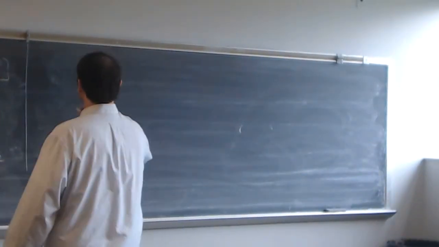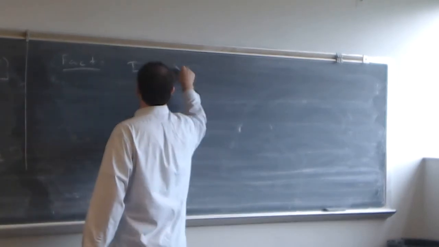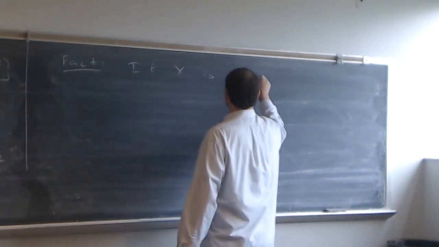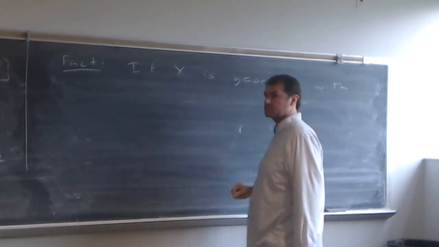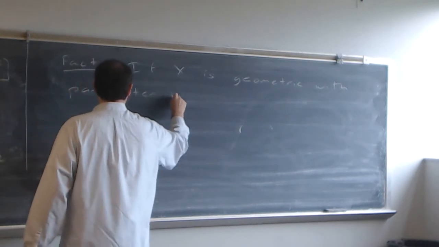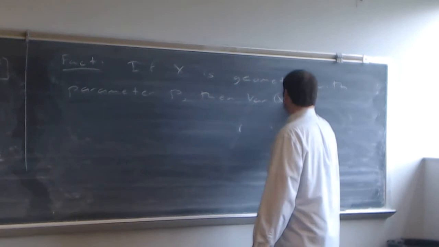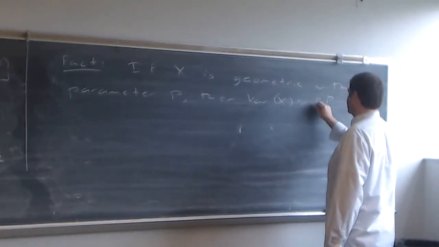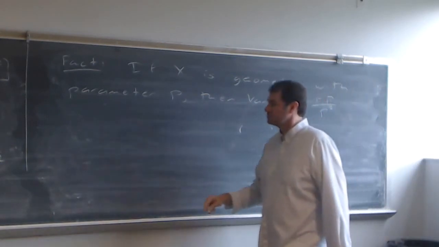Next, we want to take a look at the variance. Well, it's a fact: if X is geometric with parameter p, then the variance of X is equal to (1 minus p) over p squared. We won't prove this.